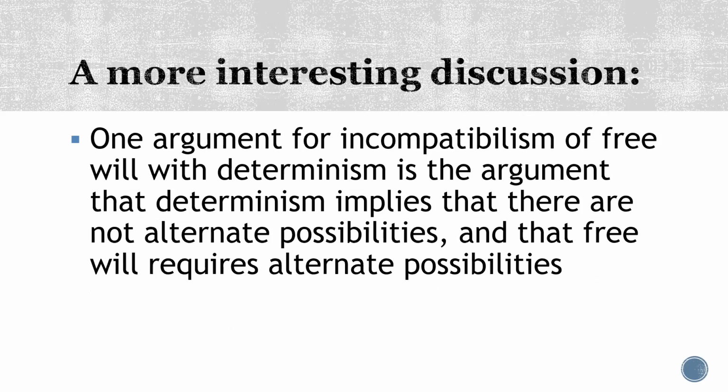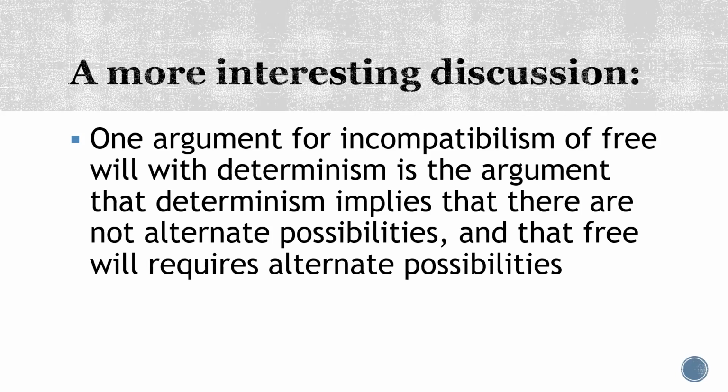And finally, I feel like we can push things in a more interesting way if we don't worry about trying to prove that determinism or indeterminism is the case, because of course we can't. So one argument for the incompatibilism of free will with determinism is that determinism implies that there are no alternate possibilities and that free will requires alternate possibilities, right? This is pretty interesting. One definition of free will says it should be possible that you could have chosen otherwise than you actually did. Okay? That's one definition of free will.